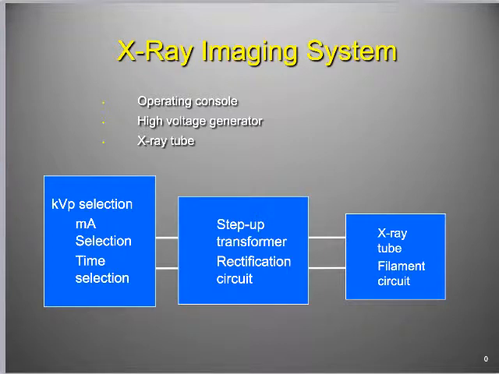The operating console is the part where you actually input information, dialing in the kVp or the mAs, selecting a focal spot, and then depressing the button to expose the X-ray. So it has things like kVp selection, mA selection, and time selection, all of that is on the operating console. The exam type selection is on the operating console. It is considered a low voltage part of the X-ray circuitry. It's a low voltage part.